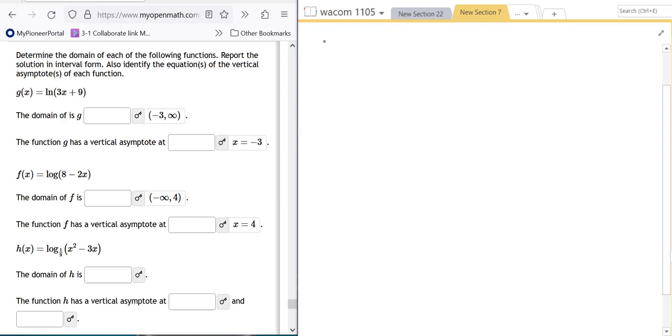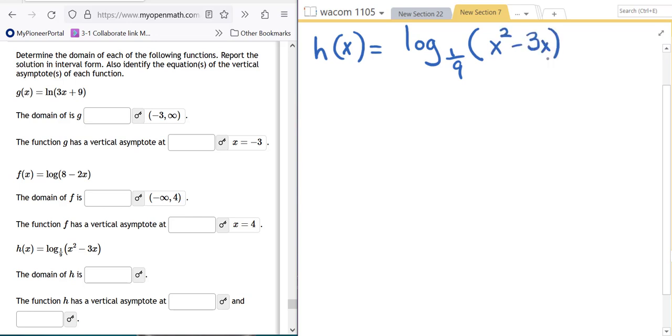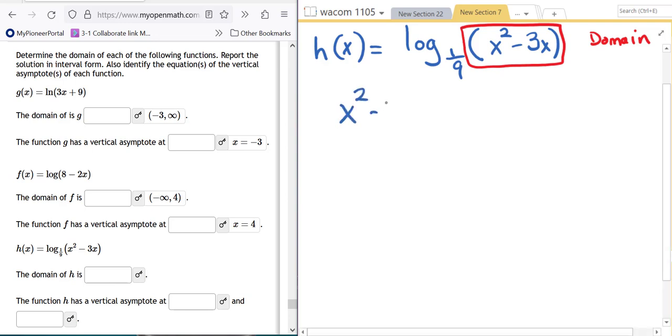And this is h of x equals log base 1/9 of x squared minus 3x. Still a domain question. So we don't care about this base, that it's a fraction. We only care about this piece. It has to be greater than 0. So x squared minus 3x greater than 0.